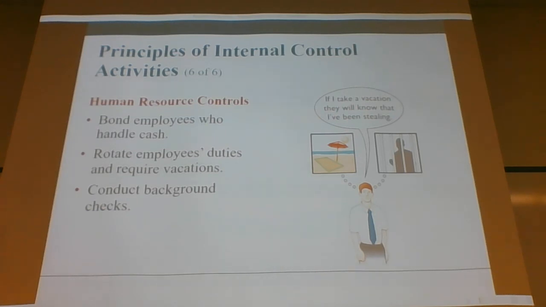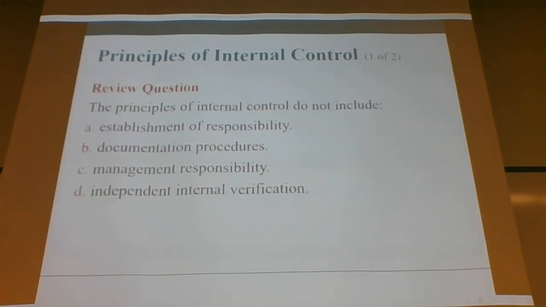huge thing. Employees who refuse to take vacations are not always workaholics. Sometimes they're up to no good. They don't want to take vacations because they're afraid that their fraud will be uncovered if they leave for whatever reason. And then finally, conduct background checks. Yeah? See the little diagram over here? Okay, so all 6 of those items are control procedures. I think we have one more slide.